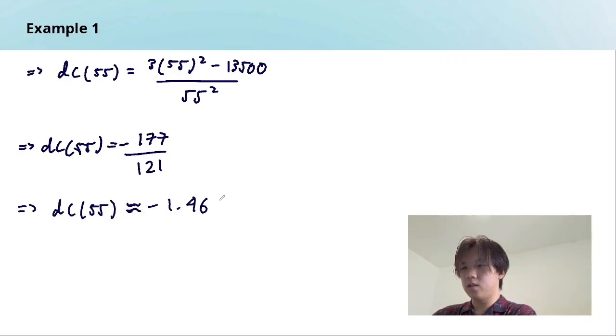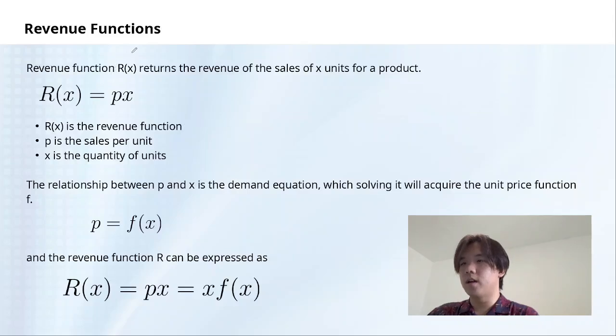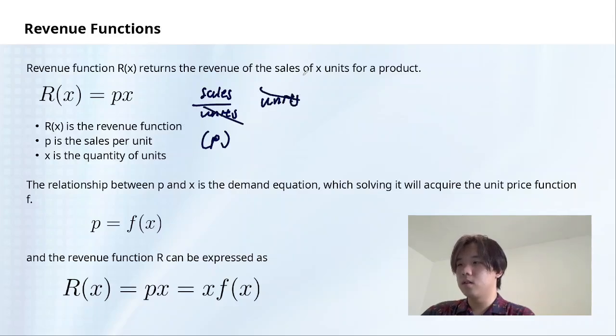Change in total costs. Now is the revenue function. The revenue function R(x) returns the revenue of the sales of x units for a product. So R(x) equals P times x, where P is the sales per unit times the quantity of units. So if you write it down, the sales per unit, which will be P, and x will be the units, you'll cross it out and return the sales of revenue. The relationship between P and x is the demand equation, which solving it will require the unit price function P, which is the sales per unit.